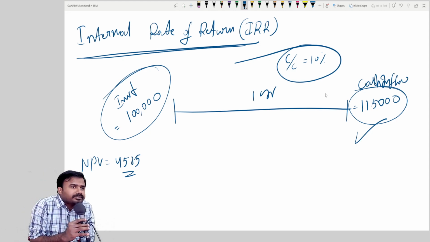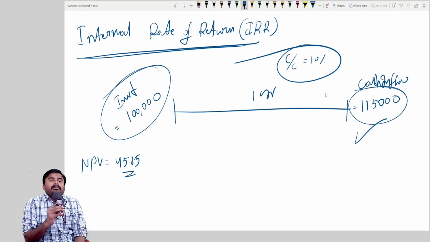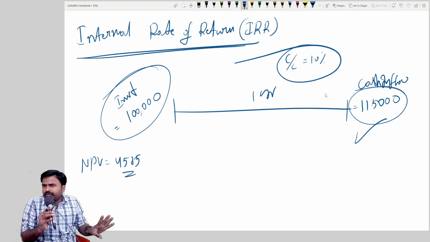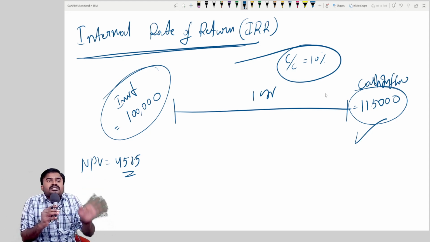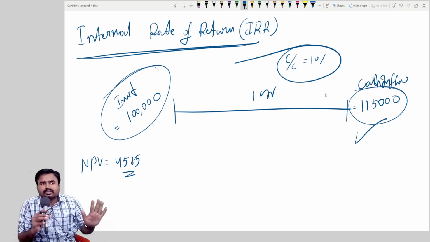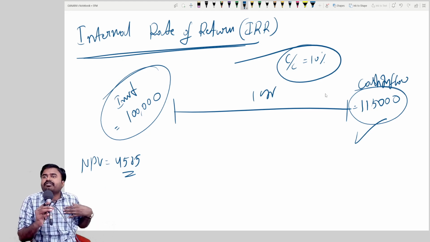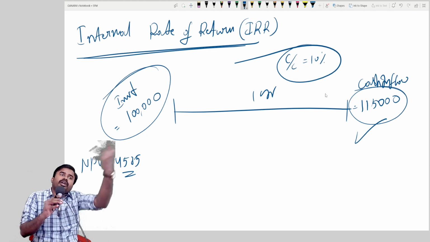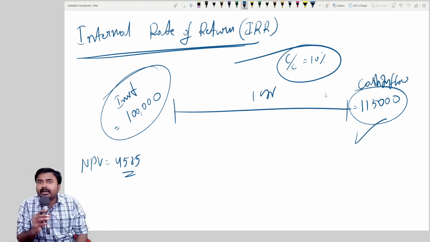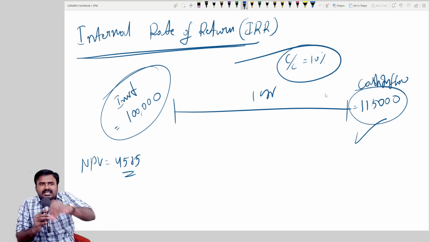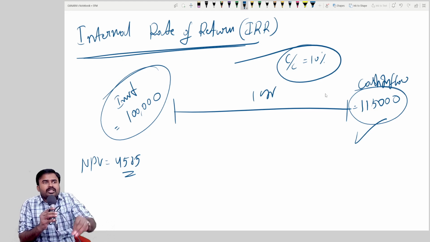That means NPV is a testing measure, whether I am able to cover my expected return from the project's cash inflows. That doesn't mean that I'm just earning 10% return only from this project. I tested that this project was able to cover my expected return of 10%. In fact, it is generating more return. That's why my NPV is positive. Am I right or wrong? Now the question is, how much return is this project generating? That's the question.